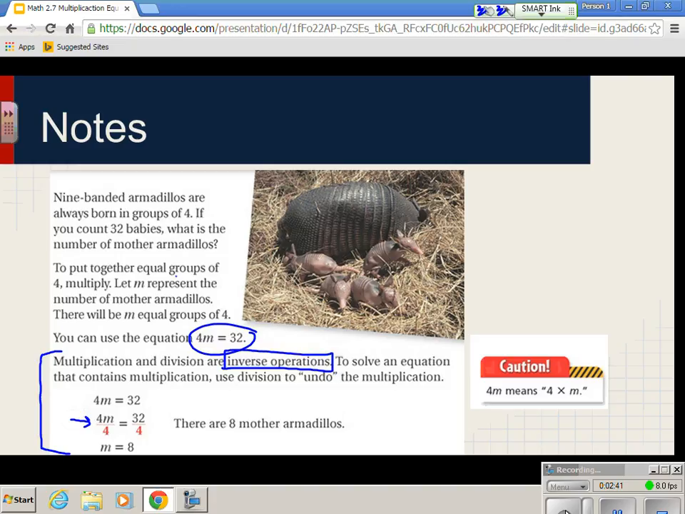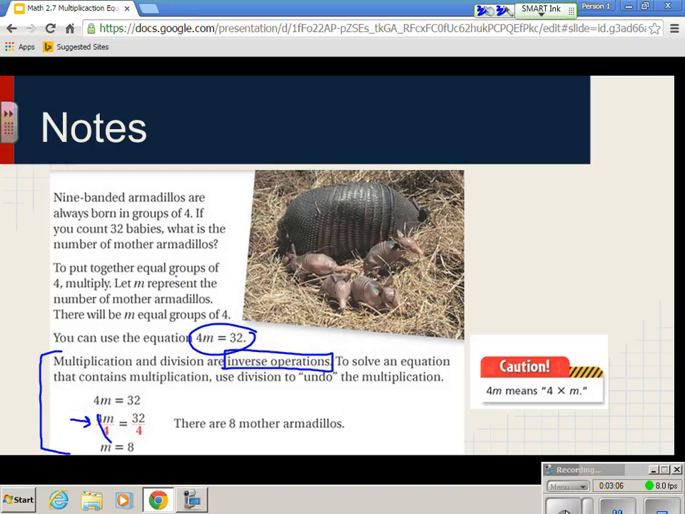So when you divide by 4, you know what 4 divided by 4 gives you. That gives you a 1. So when you get a 1 here, it's gone. It's canceled. And having just m on one side then, and then 4 goes into 32 8 times. So if there were 32 new babies of 9 banded armadillos, then you know that there were 8 mothers that gave birth, 4 babies each time.